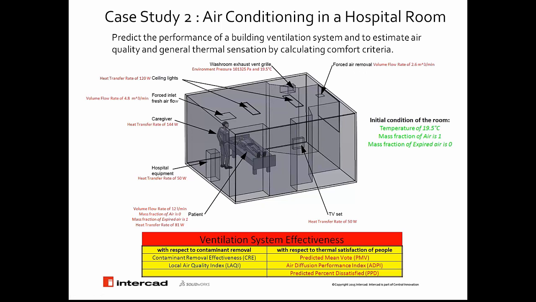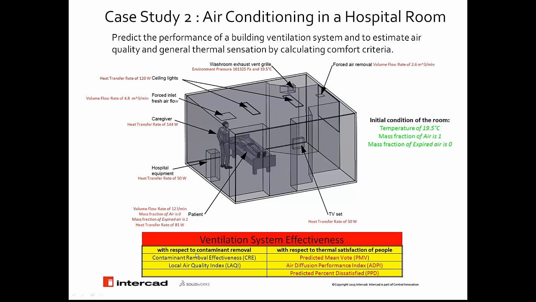So we have different sources of heat, inflow and outflow, and there are two fluid sources. We have fresh air, which initially fills the domain, and there is expired air which is coming from the patient side. What we're trying to do is simply set up this project and then look at the ventilation system effectiveness. There are some parameters that we would like to trace.